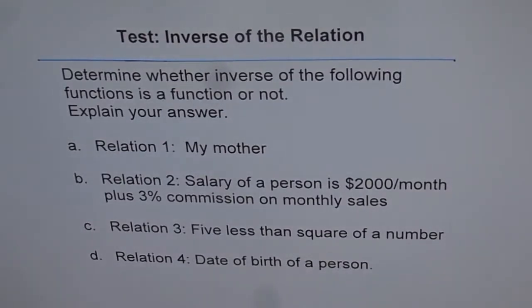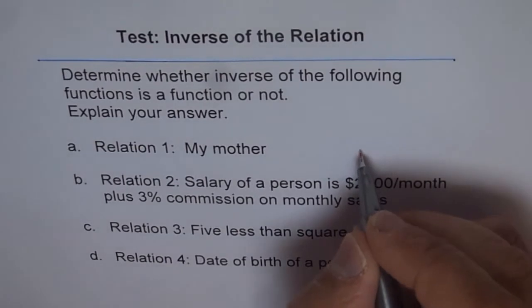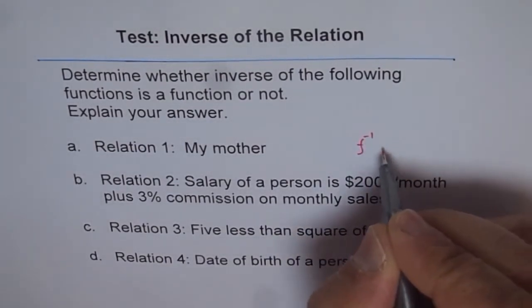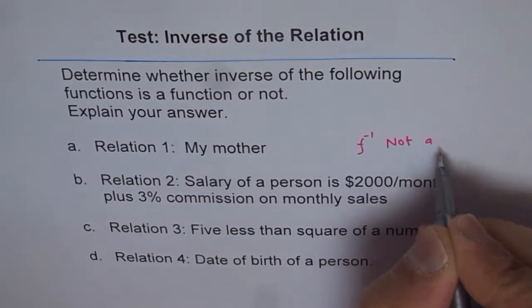They are indeed interesting. The very first one is relation 1, my mother. Now, will the inverse of this be a function or not? The inverse will be mother's child, right? Now since a mother can have more than one child, we don't know which child we are talking about. And therefore, the inverse of this relation is not a function, right? So here I should say f inverse is not a function.